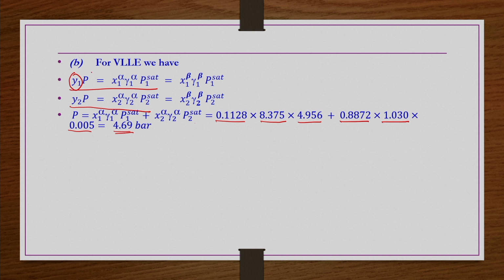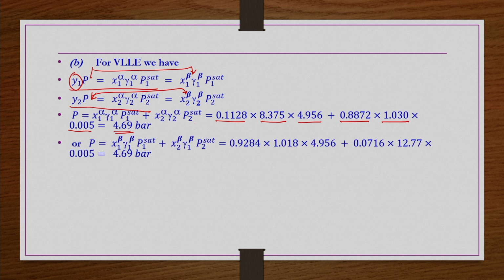You can add these two parts also, that is the Y1P part. If you equate with the beta phase equations, then also you can get P, that is Y1P plus Y2P, which is nothing but P, equals x1β γ1β P1sat plus x2β γ2β P2sat. This one also you can do.